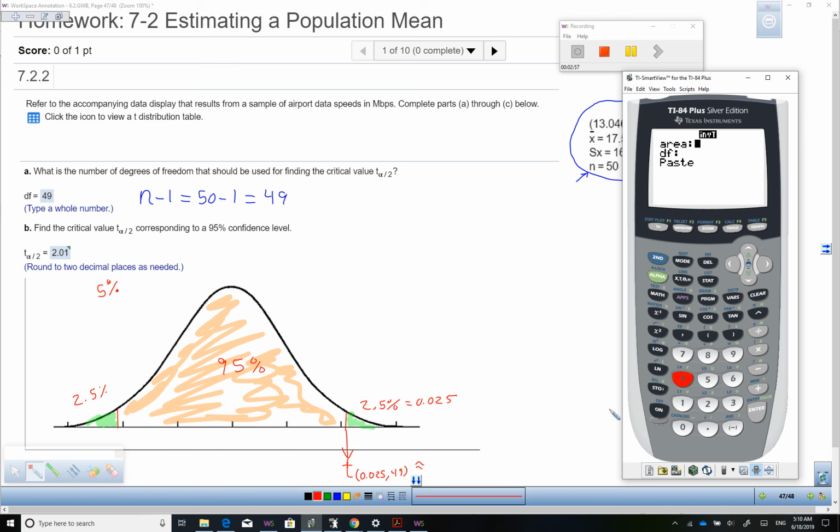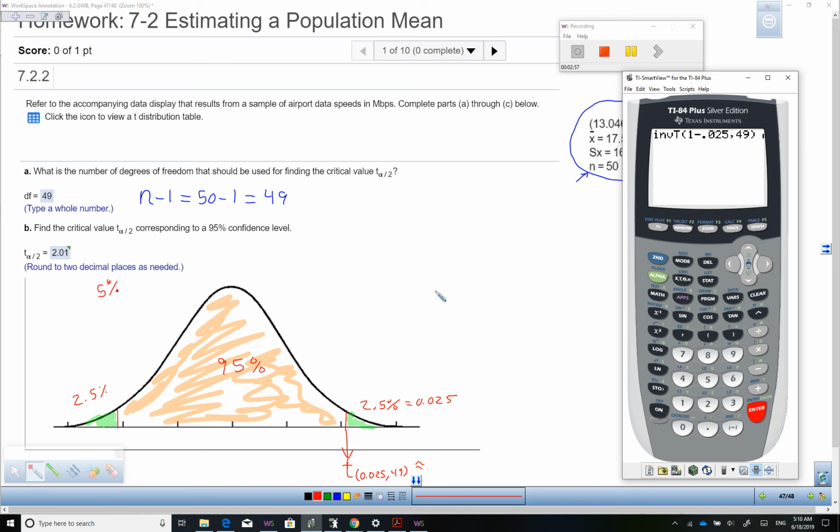The area is 1 minus 0.025. Let me remind you about that. When you have this area on the right, you do 1 minus, because the area that you input in the calculator is the area on the left. Degrees of freedom is 49, and we hit paste, enter, and that's how you get that critical value.